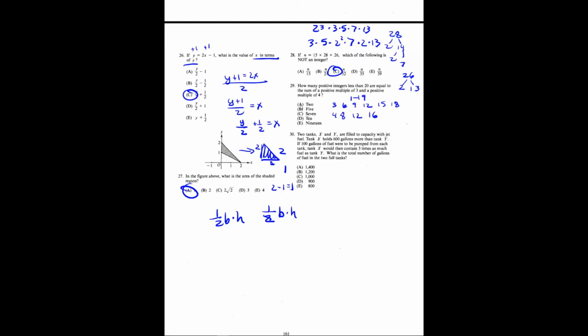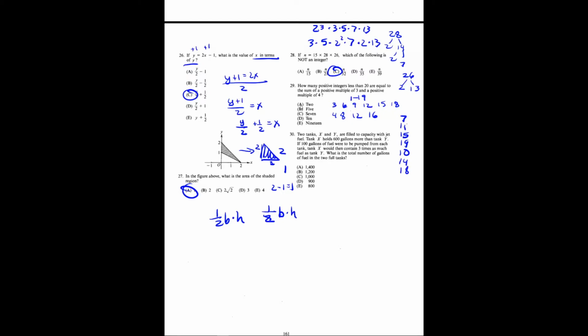So let's try these out. 3 plus 4 gives us 7, so that works. 3 plus 8 gives us 11, that works. 3 plus 12 gives us 15, that works. 3 plus 16 is 19, that works. 6 plus 4 is 10, that works. 6 plus 8 is 14, that works. 6 plus 12 is 18, that works.